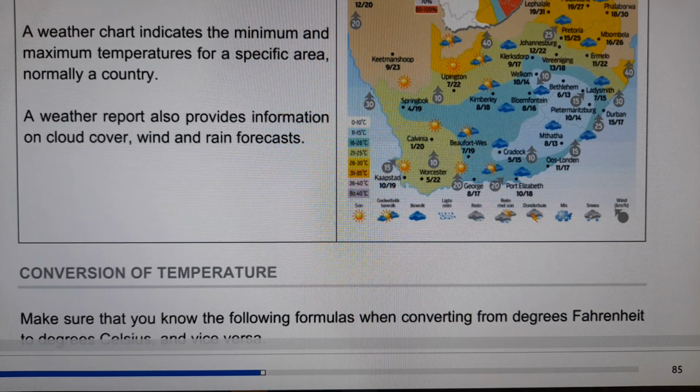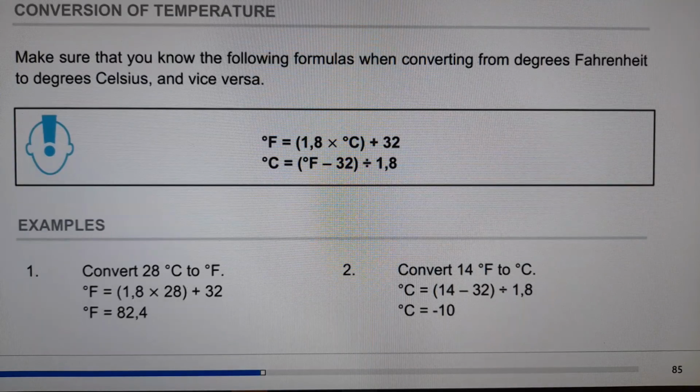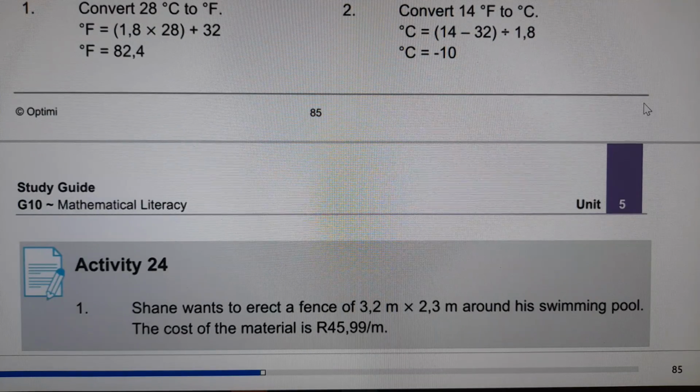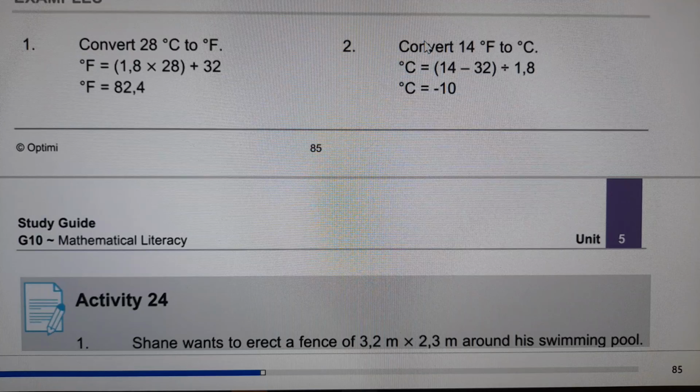Okay, and we have conversion for temperature. They say make sure that you know the following formulas when converting from degrees Celsius to degrees Fahrenheit, from degrees Fahrenheit to degrees Celsius and vice versa. We already have this table. We have done it in the previous term, the conversion for temperature. Okay, so we have two examples where we convert from one unit to another.